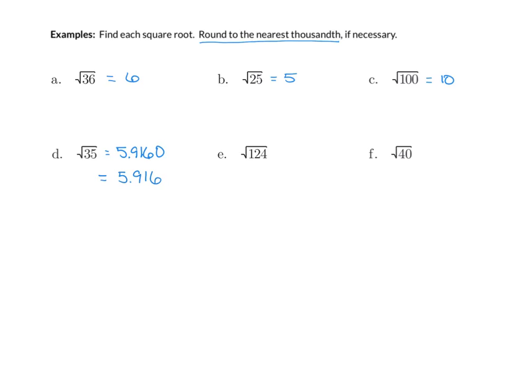All right, if we look at square root of 124, I get 11.135. There's my thousandths place. I want to go one more digit. Our next digit is 5. And now if I round, this tells me to round up. So we get 11.136. And for the last one, the square root of 40, I get 6.324. My next digit is a 5, which tells me to round up, so we get 6.325.